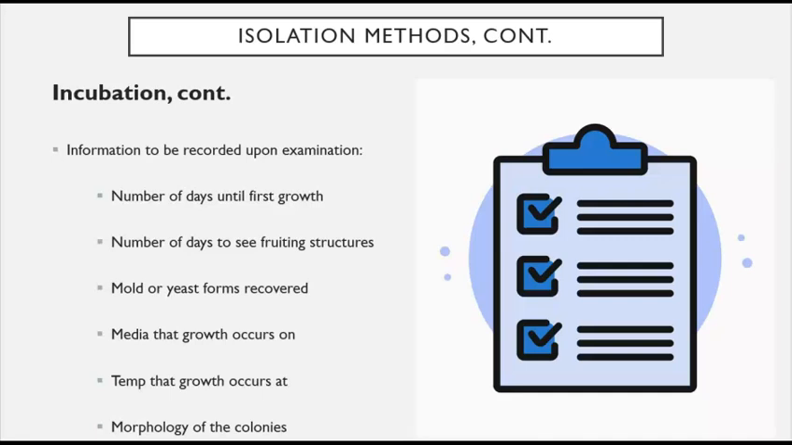The first thing should be the number of days until first growth, also the number of days until you see fruiting structures, mold or yeast forms recovered, the media that growth occurs on, the temperature the growth occurs at, and the morphology of the colonies.